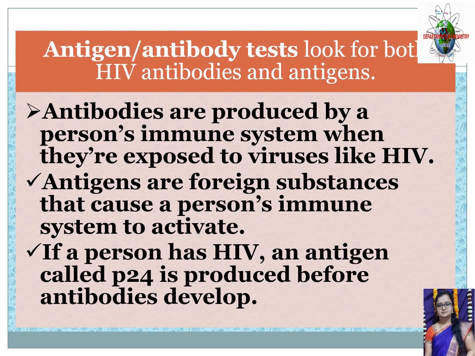Antigen or antibody tests look for both HIV antibodies as well as antigens. Antibodies are produced by a person's immune system when they are exposed to viruses like HIV. Antigens are foreign substances that cause a person's immune system to activate. If a person has HIV, an antigen called P24 is produced before antibodies develop.